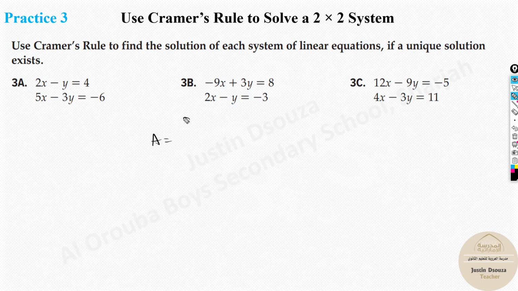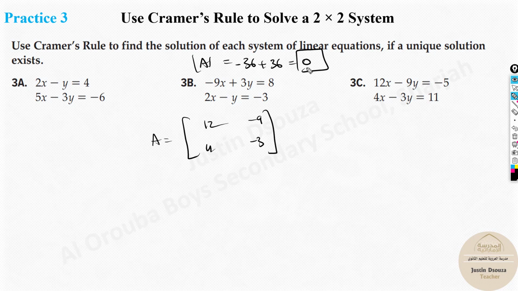A equals 12, minus 9, 4, minus 3. Okay. Now find the determinant of this. It will be 12 times minus 3 is minus 36, and minus and minus becomes plus, 9 times 4 is again 36. What is the answer here? 0. The determinant is 0.